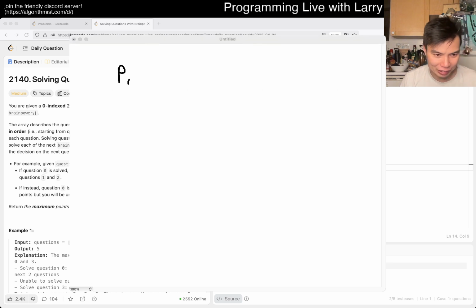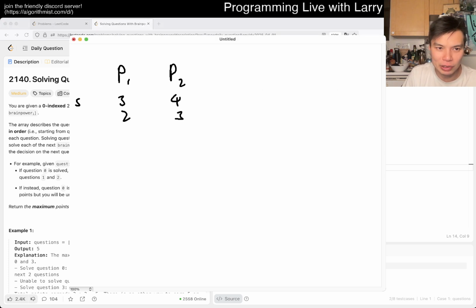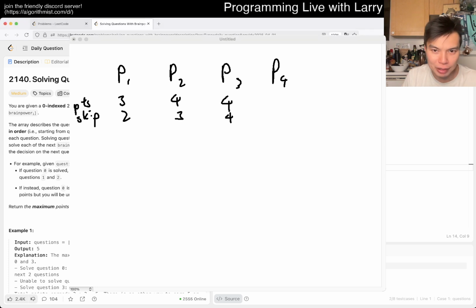For example, you have problem 1, which, I'm just looking at the example, is worth 3 points, and you skip 2. I mean, the points don't really matter. And then you have problem 2, which is 4 3. So we say score and, maybe I was gonna say P for points, but it's also confusing, right? Fine, just write points and then skip. So here we have P3, we have 4 4, and then P4 you have 2 5, right?